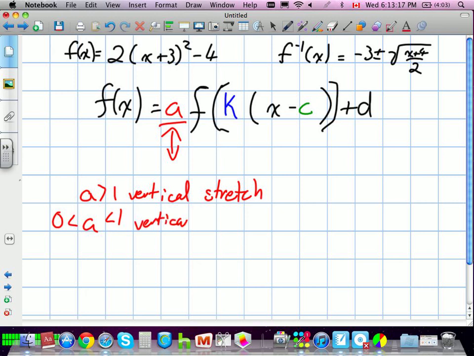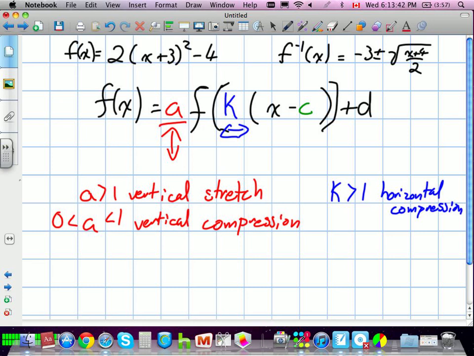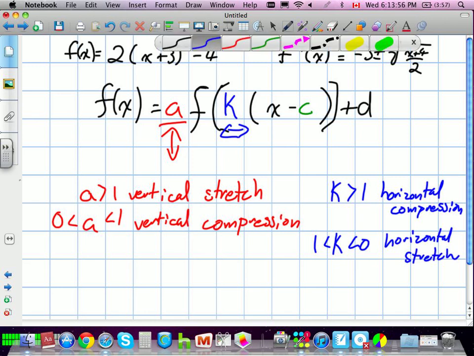If A is a number between 0 and 1, we get a vertical compression. K is the same idea, the only difference is it's horizontal. Now if K is greater than 1, we get a horizontal compression. We'll talk about exactly what those are in a second, but these are the words that they use. And if K is between 0 and 1, we get a horizontal stretch.